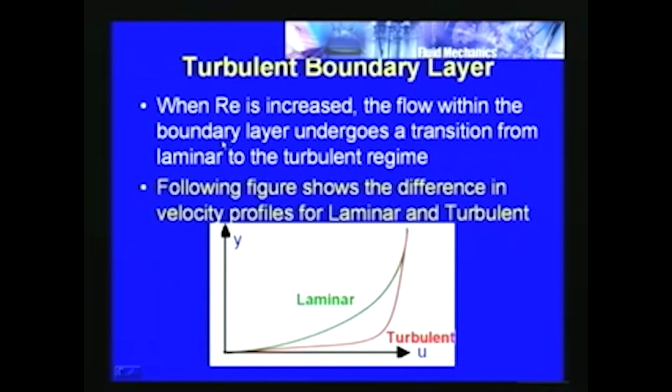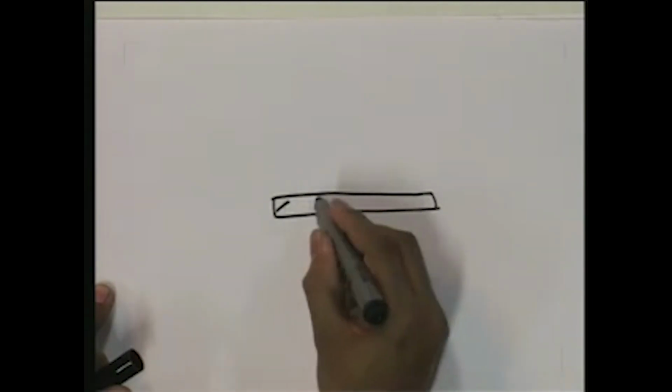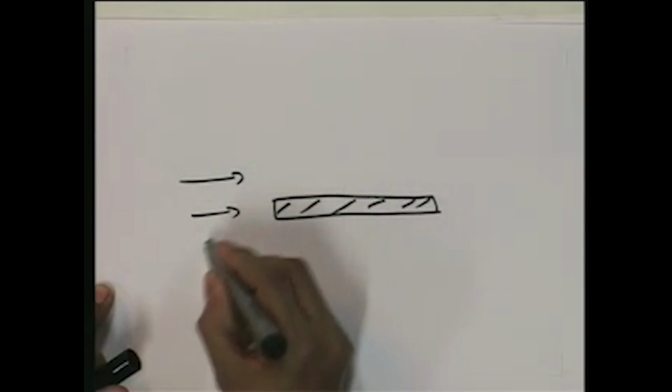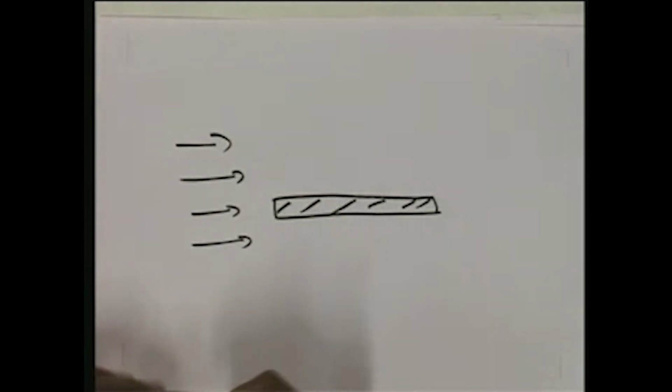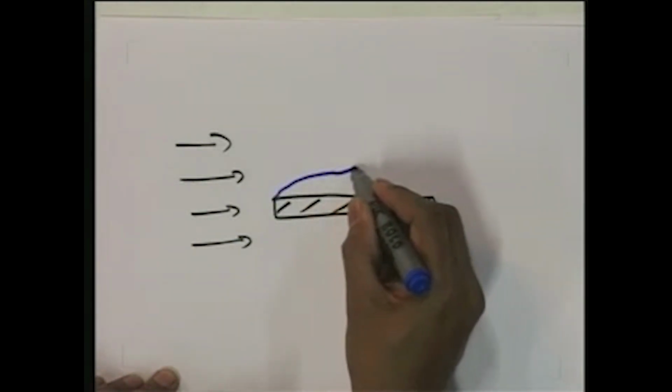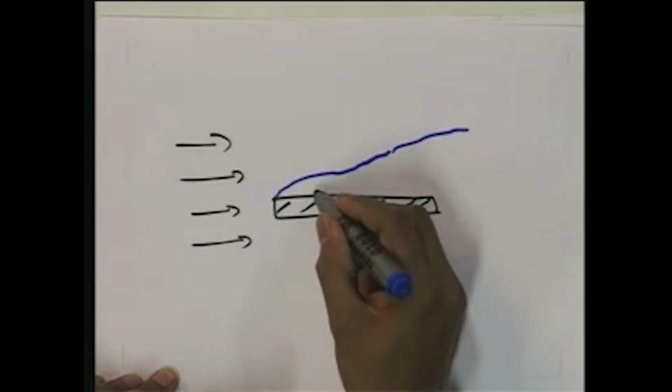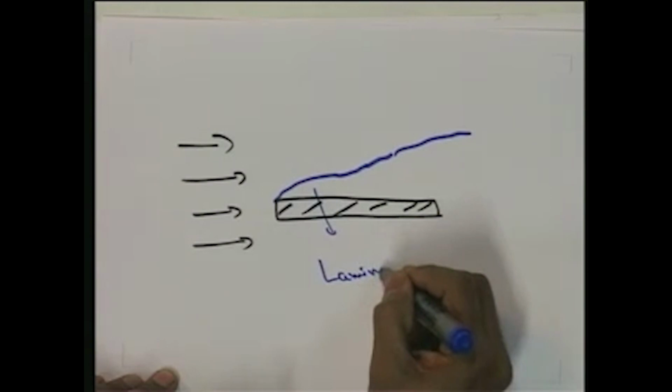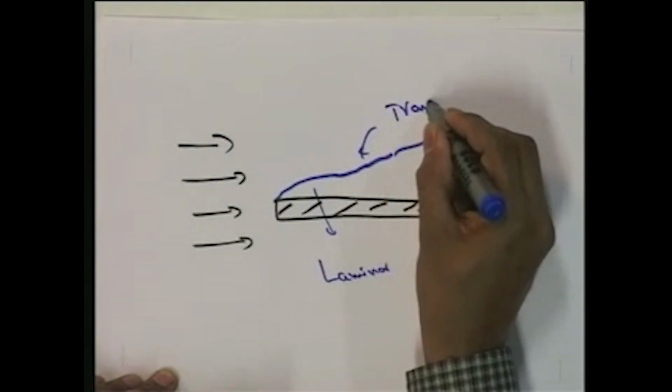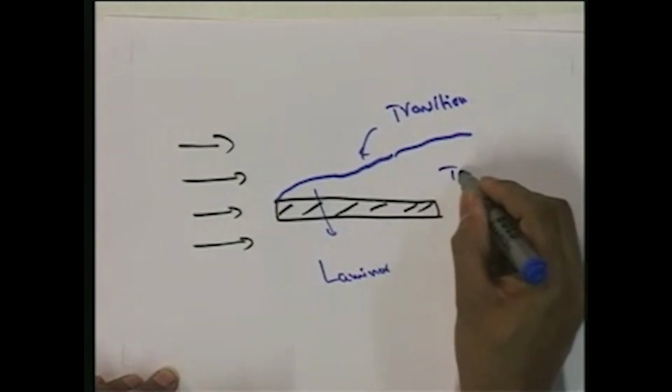So we have already seen how a laminar boundary layer is formed. For example, when we consider flow over a flat plate, initially the flow will be laminar in nature, and then later the flow becomes turbulent. Here there is a flat plate lying, and the free stream flow comes like this, and we have seen how a boundary layer is formed like this. Initially it will be laminar, and then there is a transition here, and then we have a turbulent boundary layer.